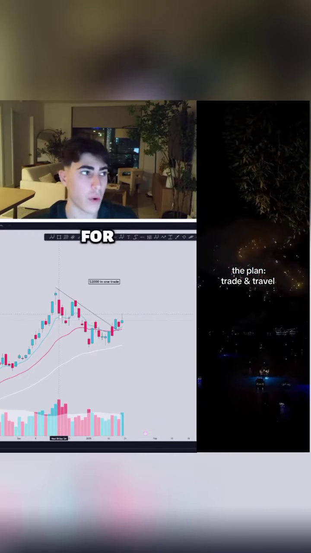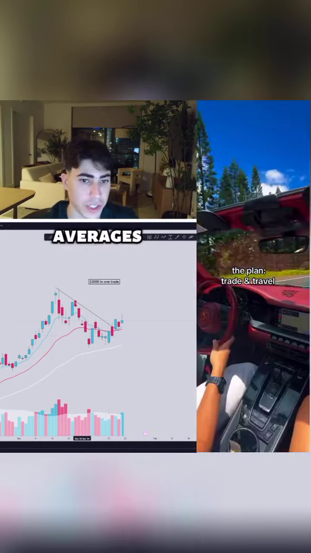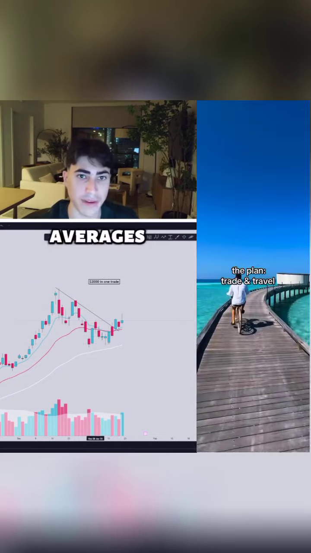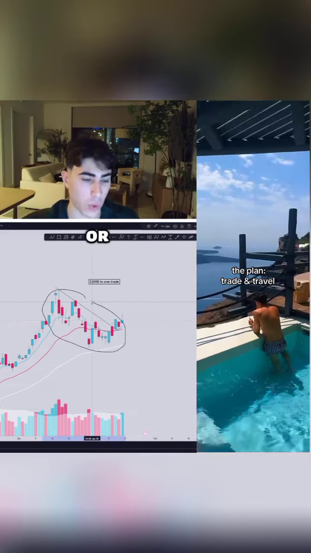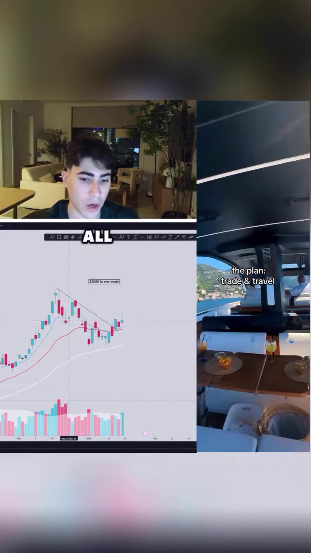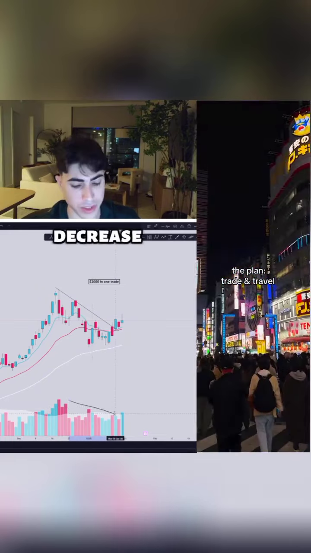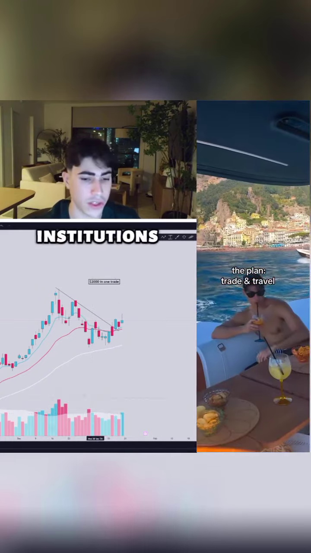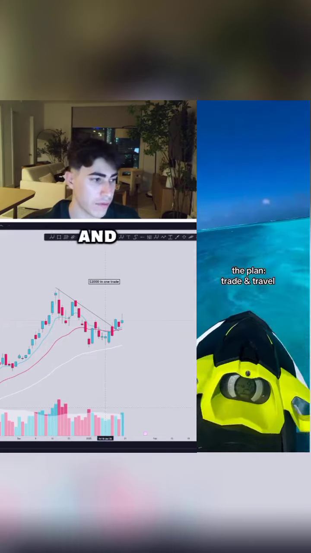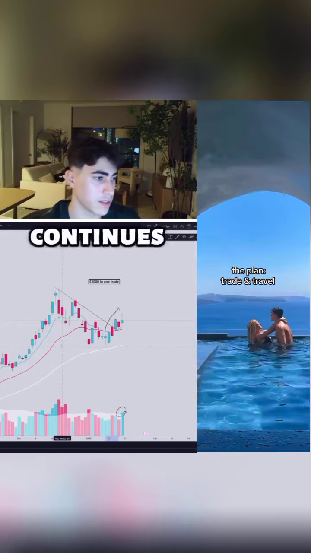What you want to look for is price above all the moving averages and pulling back into those moving averages, forming a tight wedge or consolidation. And you want that all to be happening on volume decreasing. What this does is show you that institutions are not selling out of their position, and volume is probably going to return as price continues to move higher.